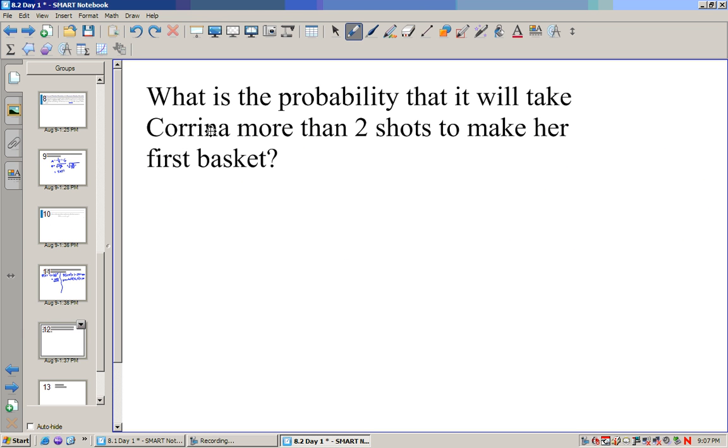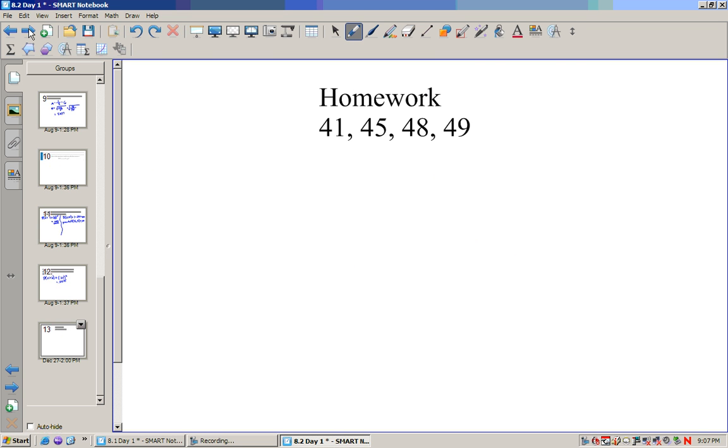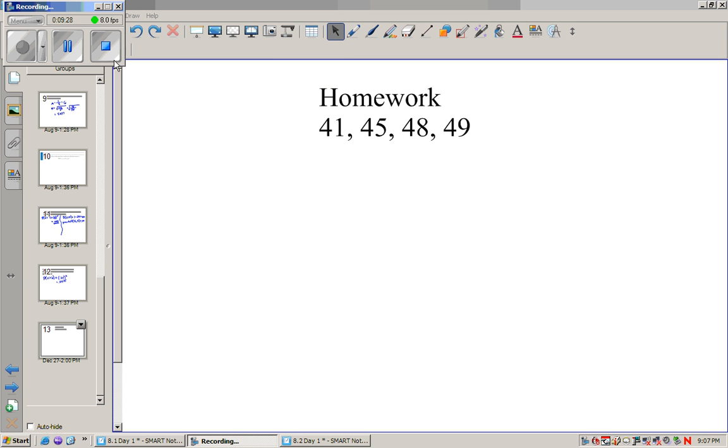What's the probability it will take Corinne more than 2 shots to make the first basket? The probability she'll use more than 2 shots is going to be the chance of failure to the 2nd power. So 0.25 squared is 0.0625. Nice and easy. All right, and here is your homework for tonight. This is the last day of the chapter, so good luck with this.